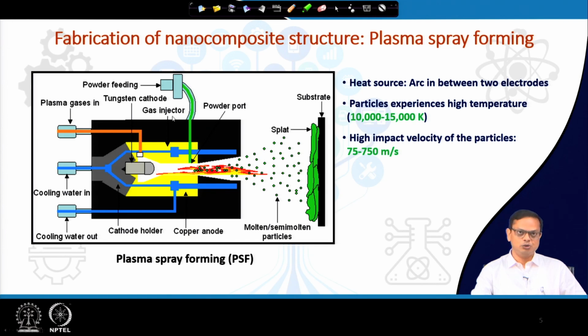And then the powder is fed here. Ultimately the powder moves at a very high velocity through this heat zone and absorbs a certain amount of heat, and then it gets molten or partially molten. There is a substrate on which it gets deposited splat by splat. That is what plasma spraying is, and this technique has been applied to make the composite material in this particular case.